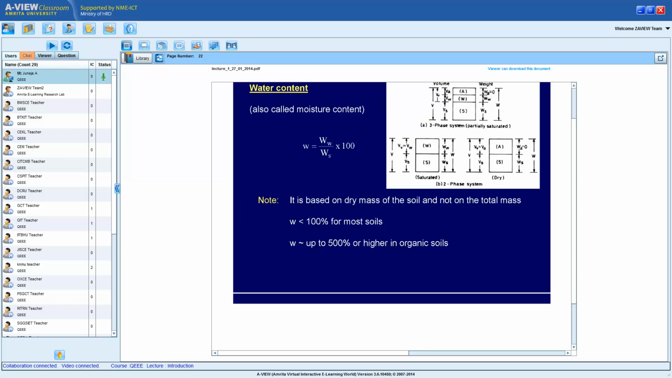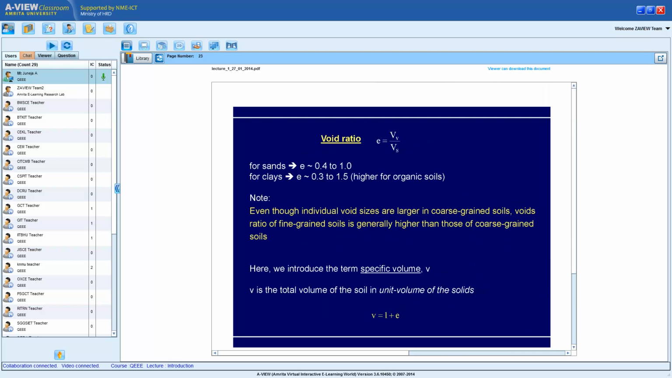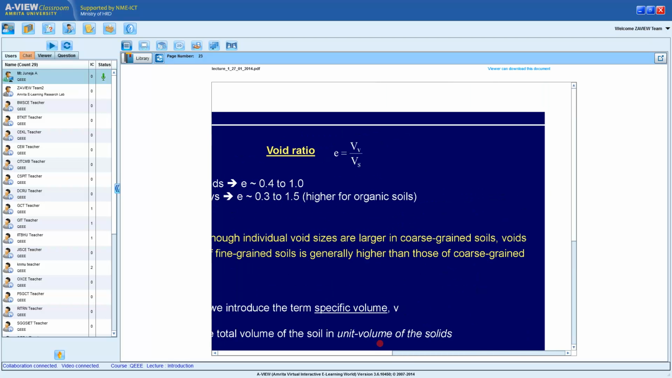Go to the next slide. Okay, the next term is void ratio. Again, I would like you to take this as a tablet. Void ratio is represented by e, small e.